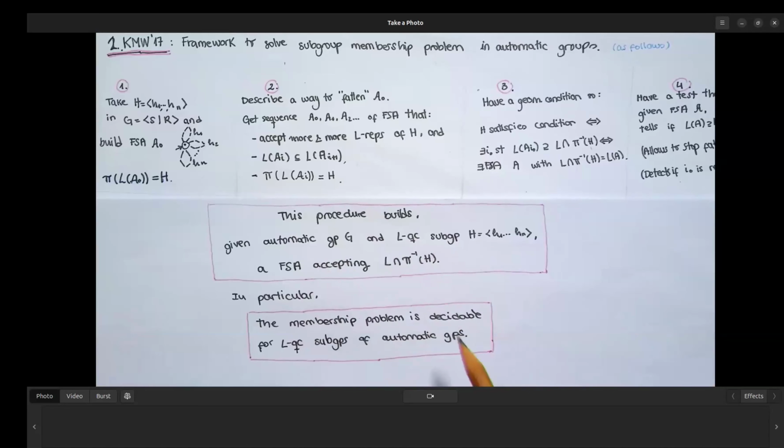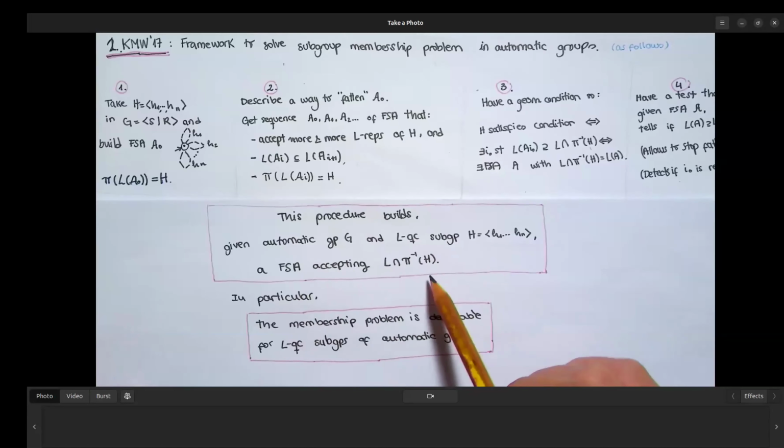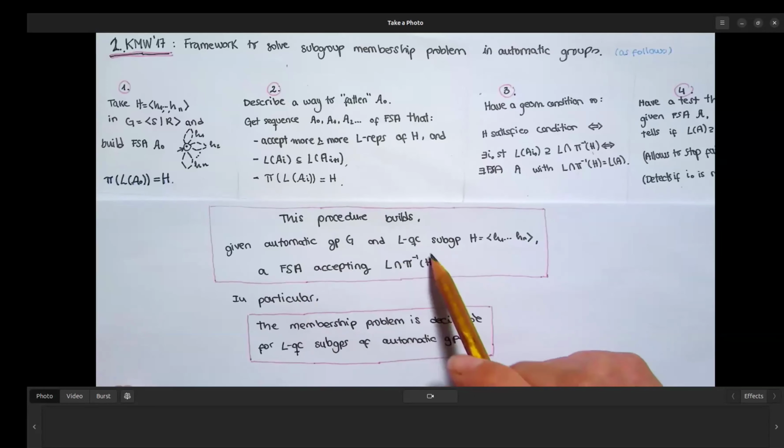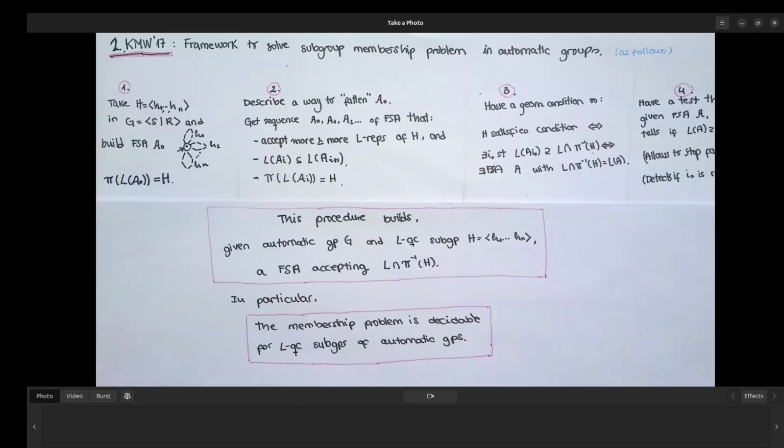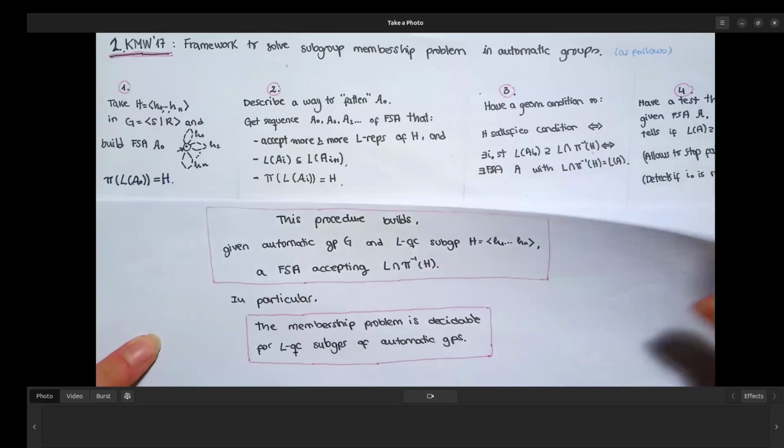And in particular, this solves the membership problem of this subset, which in the case of an automatic group is the same as solving the membership problem of the subgroup. So in particular, the membership problem is decidable for L quasi-convex subgroups of automatic groups.